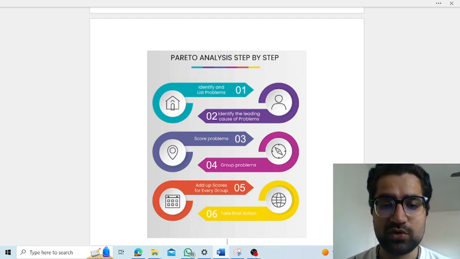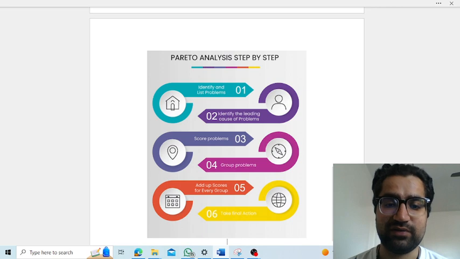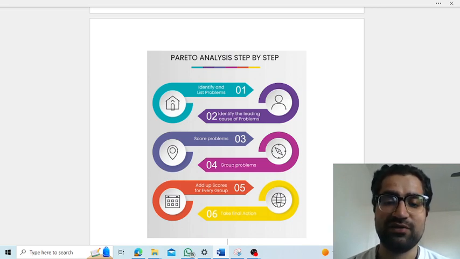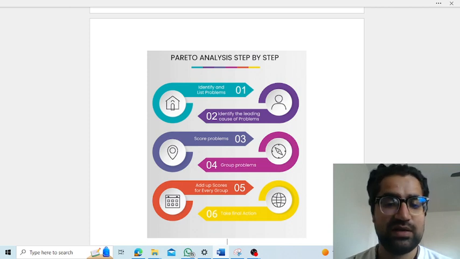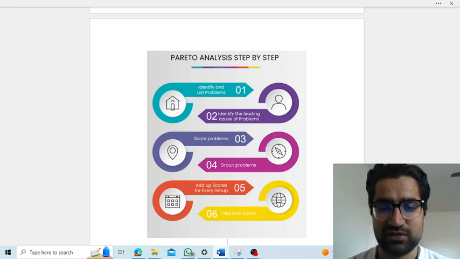Then you group those problems, and you add up the score for every group. Then you identify which group you need to resolve first. The first group of issues collected together is the main cause, or it might be the first two groups, containing the 20% that is causing the 80% of the issues.